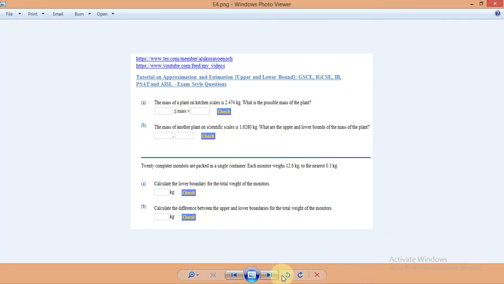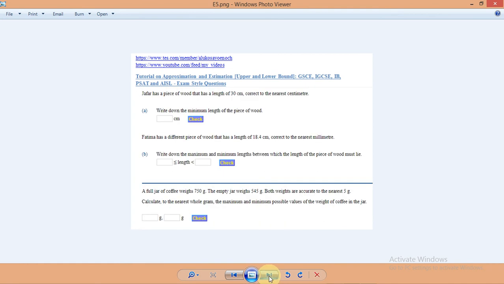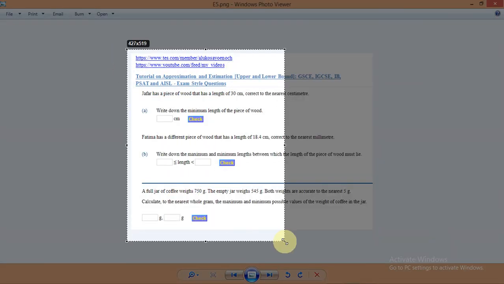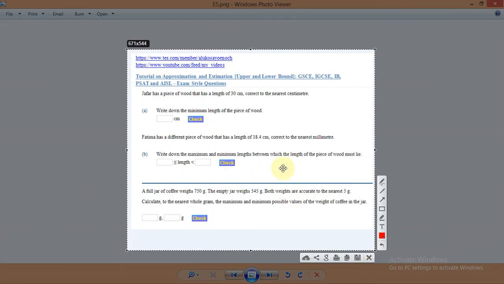At this point I will leave you guys to it, I'm almost through. I completed all the questions already because I've seen the last question. So this one I can discuss. Jafar has a piece of wood that has the length of this, correct to the nearest centimeter, so the error there is 0.5. You know what I'm doing already. So write down the minimum. The minimum will be 29.5. Just take away.